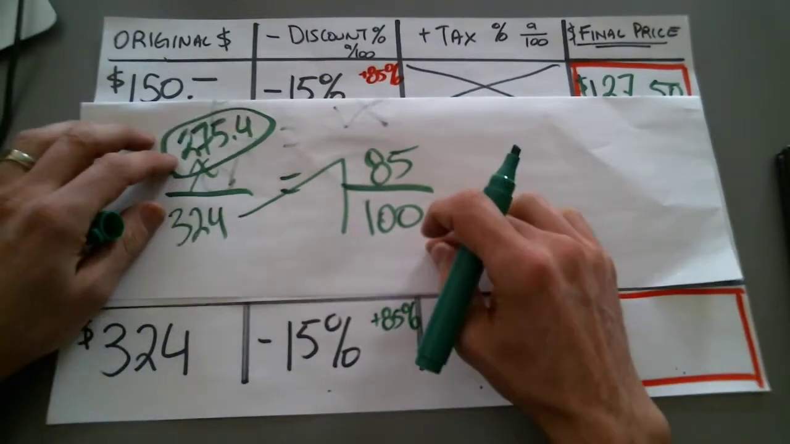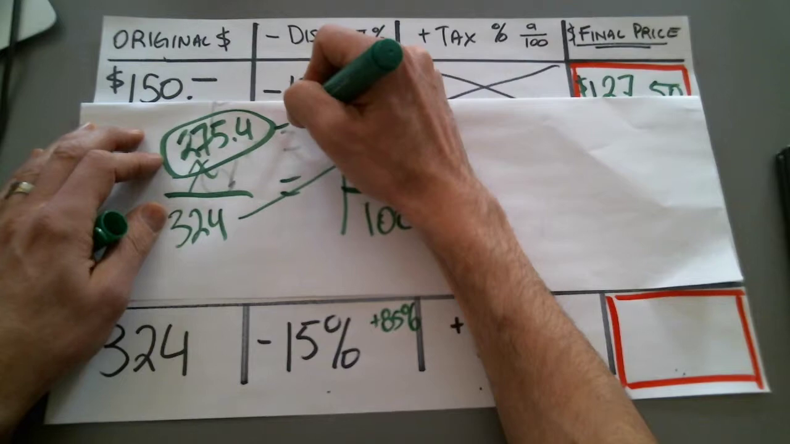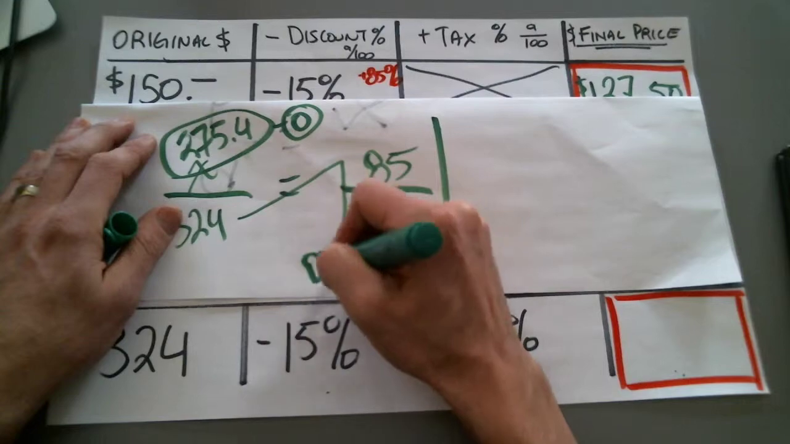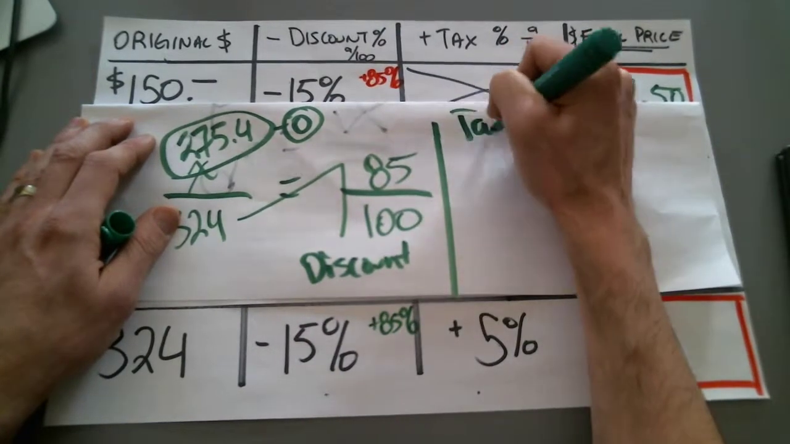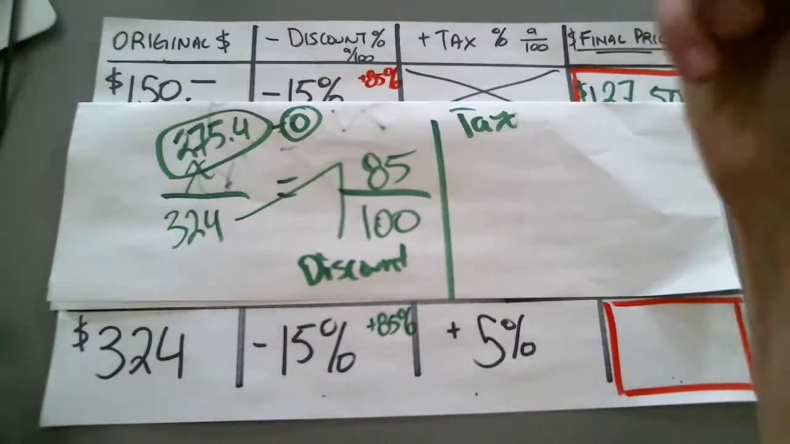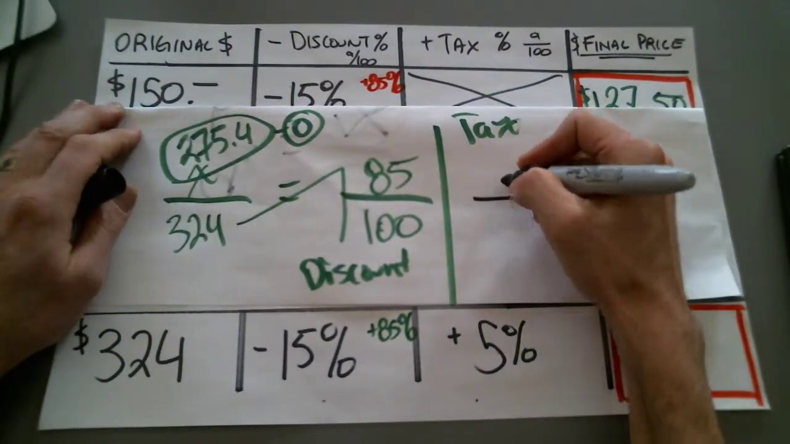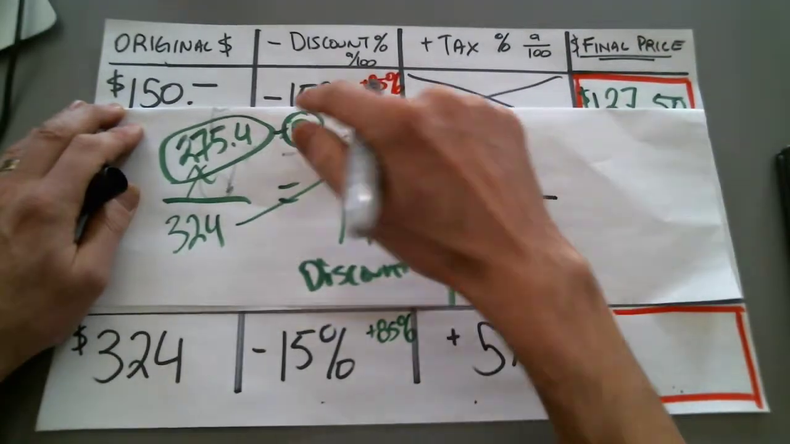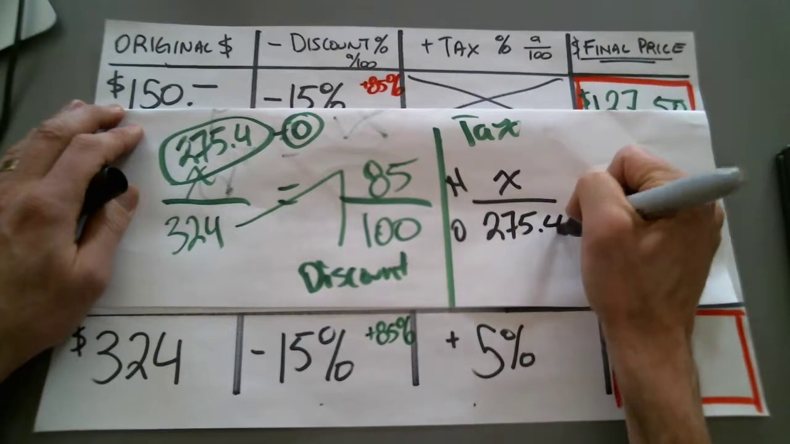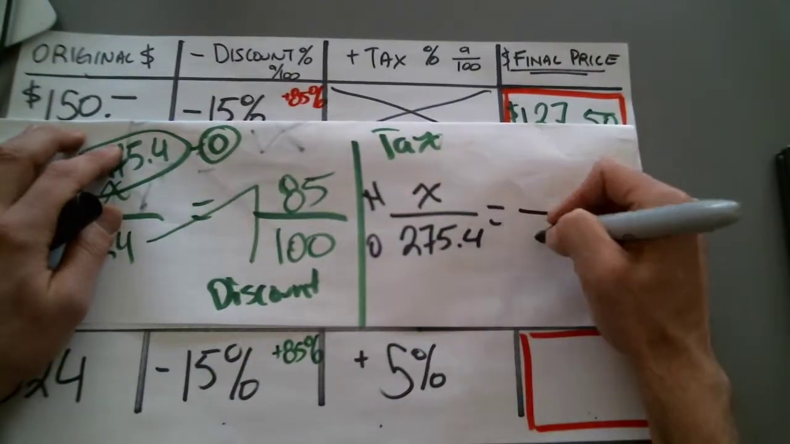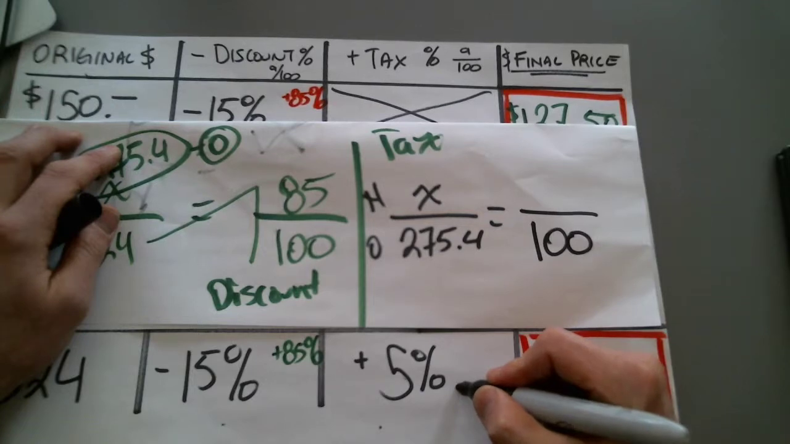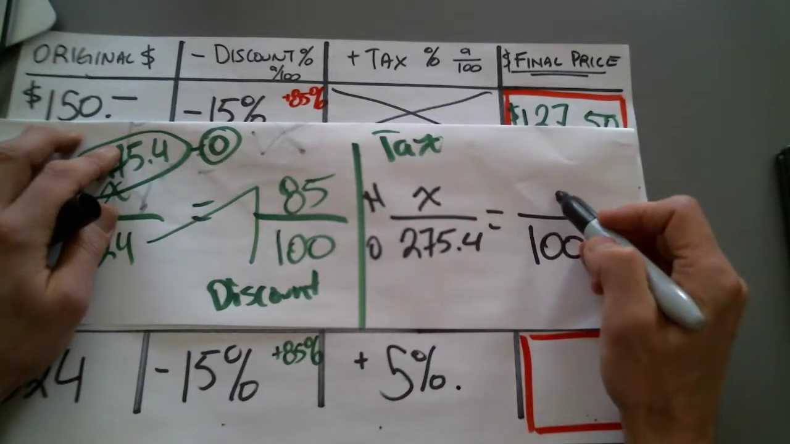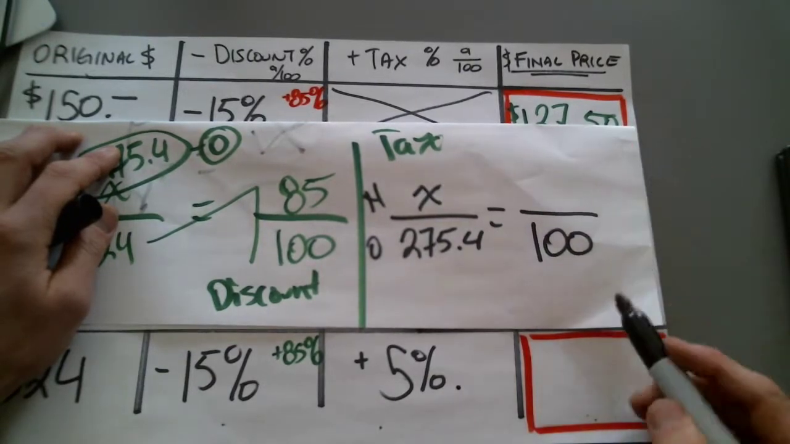Okay, so before I can add my tax, this is my new original. So now we do the second. This one calculates my discount, always first. Next, we're going to calculate the tax. So now, the price that I want to pay, I don't know. It's my final price, my new price. My original now is the sale price, which is $275.4. So this is going to equal a percentage. My sales tax is 5%. If you wanted to calculate how much the tax was, I would put 5 in here. But I don't. I want to calculate the final price.